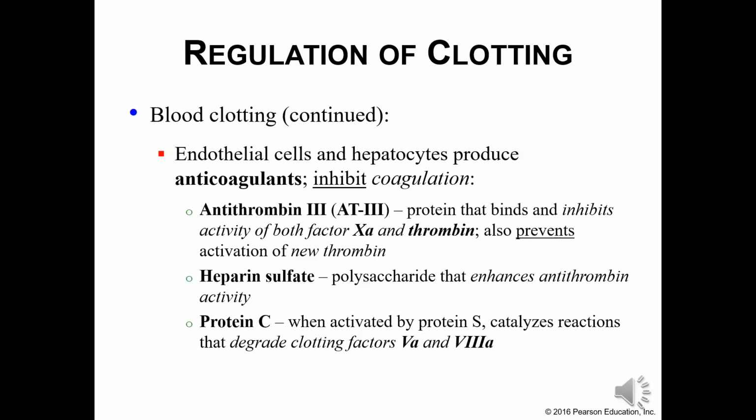A very important anticoagulant is antithrombin 3, AT3. It's a protein that binds and inhibits the activity of both factor 10A and thrombin. It also prevents activation of new thrombin. When they're trying to prolong bleeding or prevent blood clots, a lot of times they'll give antithrombin 3. Heparin sulfate is a polysaccharide that enhances antithrombin activity, and that's how it extends bleeding times.